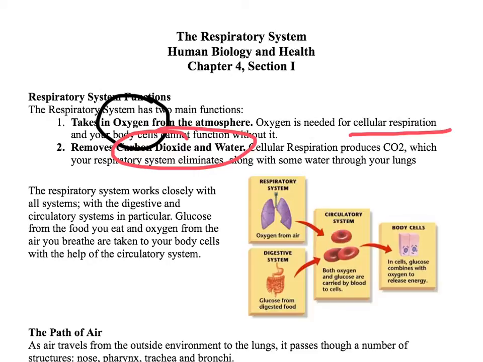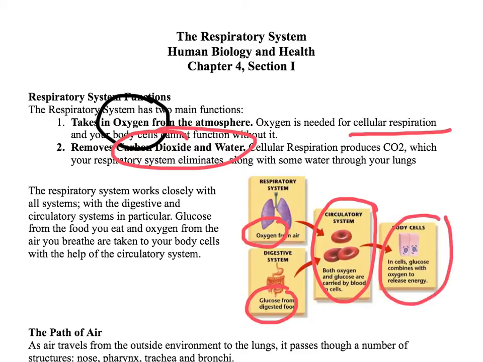It's the process that you should have gone over last year, where cells take in oxygen and glucose in order to produce energy, and in that process they release carbon dioxide and they eliminate some water also through your lungs. So the respiratory system works closely with the digestive system because the respiratory system provides the oxygen needed in cellular respiration, whereas the digestive system provides the glucose needed in cellular respiration. And the role of the circulatory system is to make sure that these two are brought to the cells in order for the cells to use it as energy.